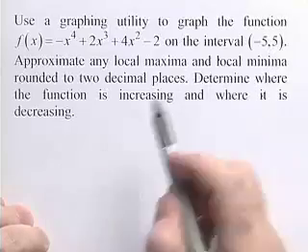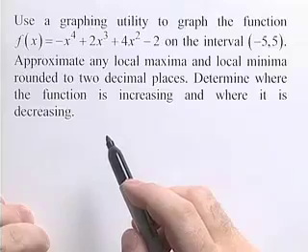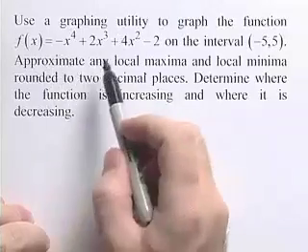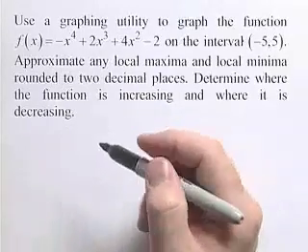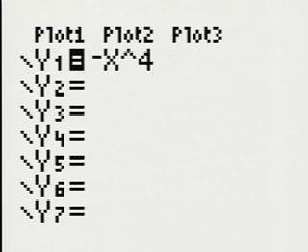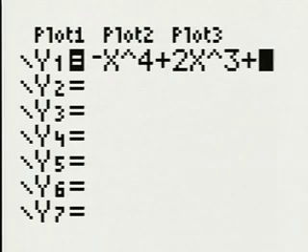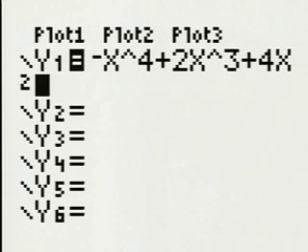We're going to graph on the interval negative 5 to 5. We're going to approximate local maxima and local minima and then determine where the function is increasing and where it's decreasing. To do this, we're going to enter our function in for y1 in our graphing calculator. So we'll go to our y equal to screen, clear out anything that might be in there. In y1, we're going to enter negative, make sure we use the negative key there, negative x to the fourth power plus 2x to the third power plus 4x squared minus 2.